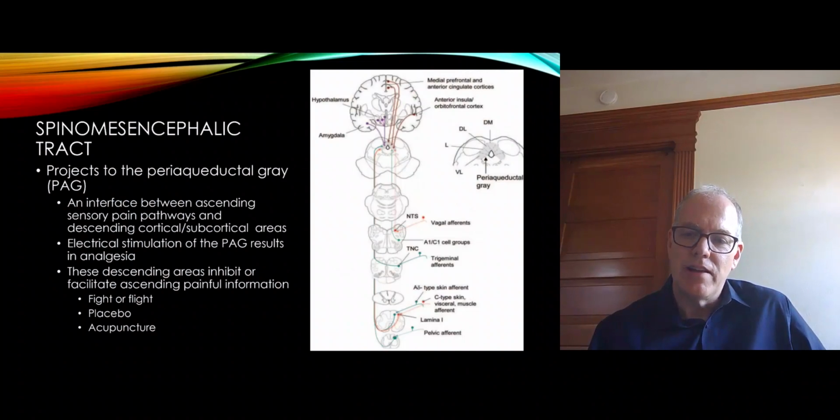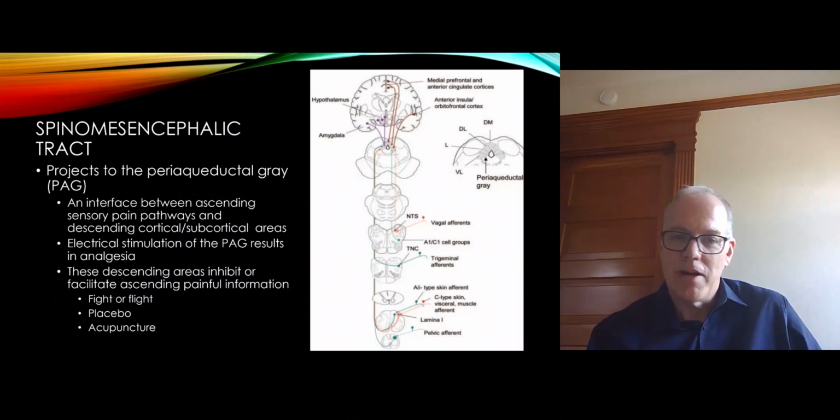Now, the spino-mesencephalic tract, this is a very complicated drawing, and I'm going to tell you exactly what I want you to know about this pathway. So, like the other two, the pain comes into the dorsal horn and ascends to the brain by a variety of pathways. The spino-mesencephalic tract, what do you hear in the word mesencephalic? Remember, embryologically, the mesencephalon is the midbrain. And so this pathway ascends here to the midbrain, and it synapses in this area right here, which is the periaqueductal gray.